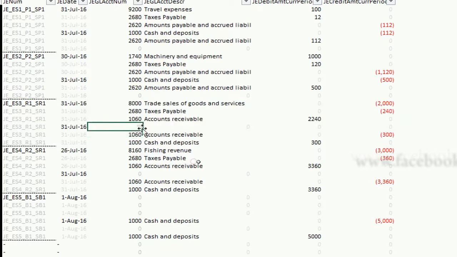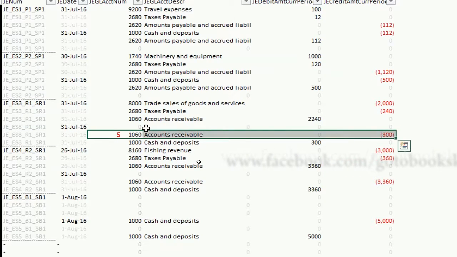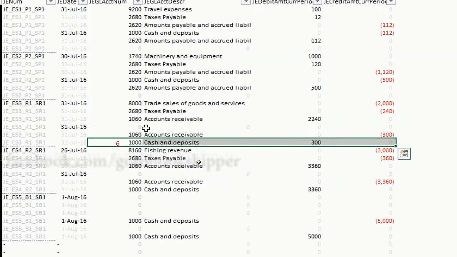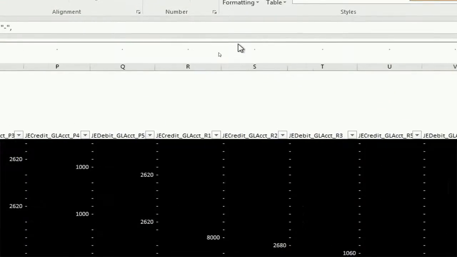When we settle, we leave the 4th position blank. For the 5th position, we credit the accounts receivable by the amount that we collect from the customer or client. In the 6th position, we debit the amount of cash or any amount that comes into our bank in position 6. Okay, we need to turn on this one.